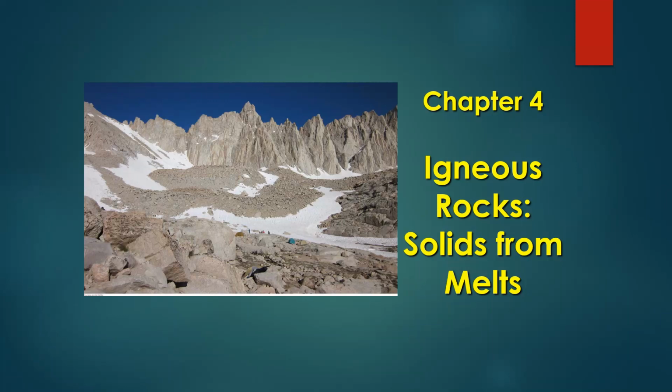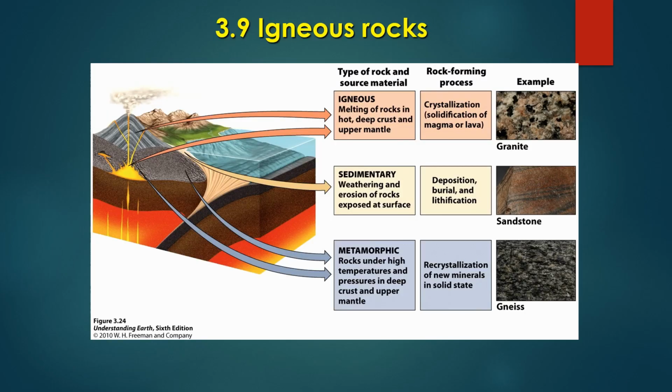In this chapter, we continue learning about the Earth's materials, the igneous rocks, solid from melts. Before we jump into the details about the igneous rocks, let's review what are the differences between the three major types of rocks. The source material for igneous rocks is a superhot molten rock called magma. Igneous rocks are formed by cooling of the magma.